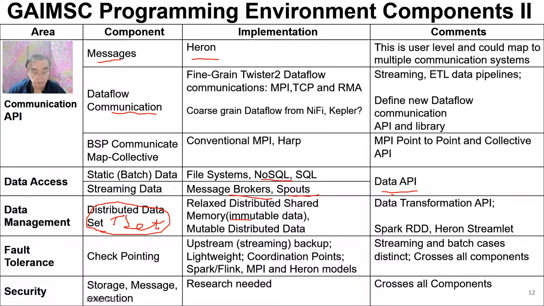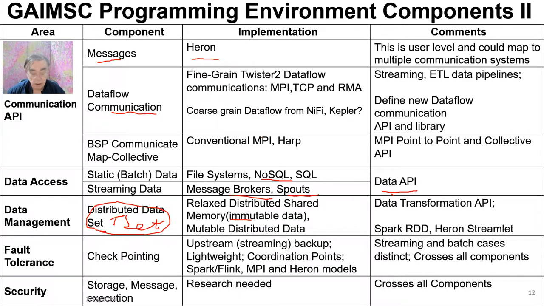Checkpointing is not fully implemented yet, but will be in the next release after the March 2019 release. And that's especially because they're actually already checkpointing differently in Storm and in Spark, and we have to do both of those. And checkpointing is done at these coordination points, which are the nodes of the data flow graphs.